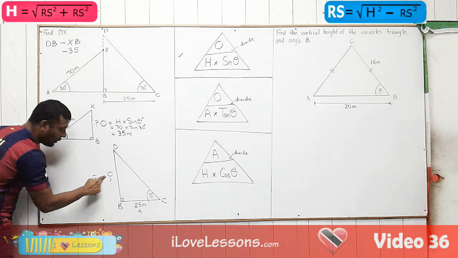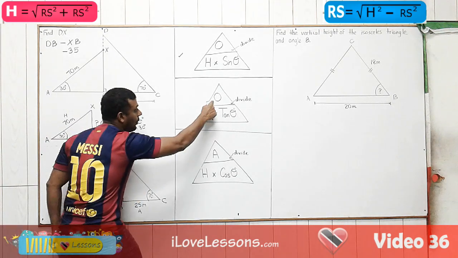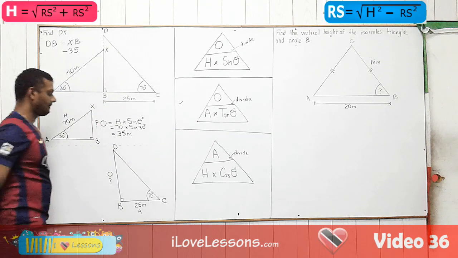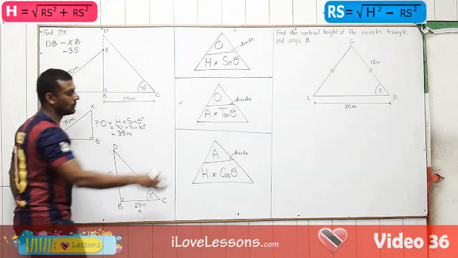So we need to choose one with an O and an A. O and the A. That's tan. So we're going to use the tan. And which side are we trying to find? O. So let's block the O.